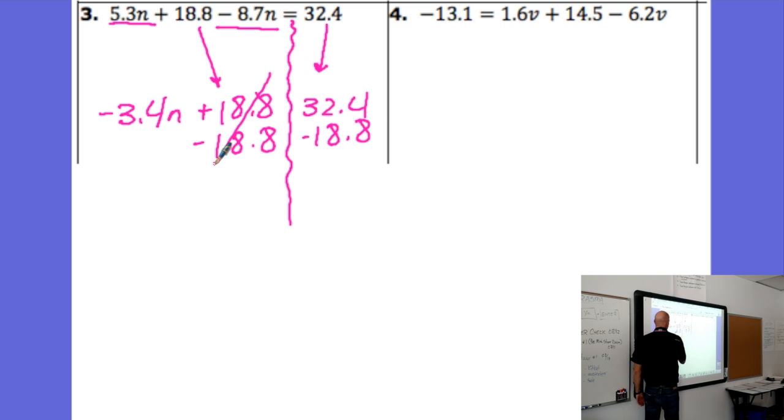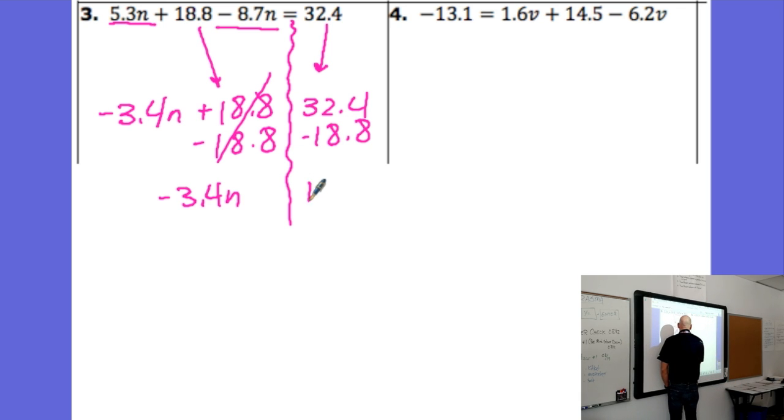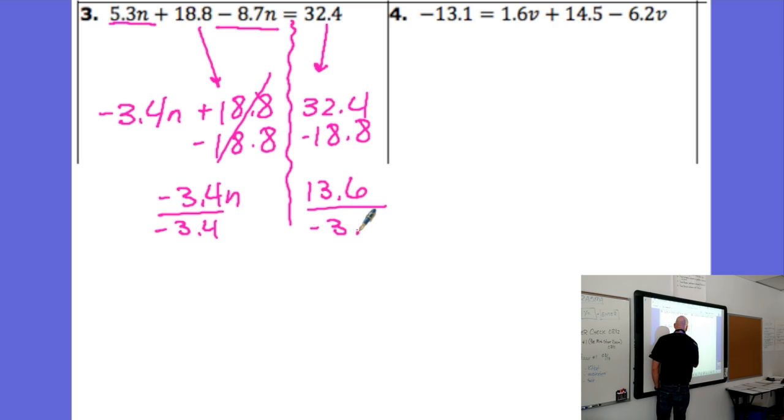So what do we have left on the left-hand side? Negative 3.4n. And then what's 32.4 minus 18.8? 13.6. Positive or negative? Positive. Good. 13.6. Okay? So we just moved, and now we are going to divide by? Exactly. You have to divide by the sign, so that's good. Negative 3.4. That becomes 1. 1 times n is n. Negative 4.